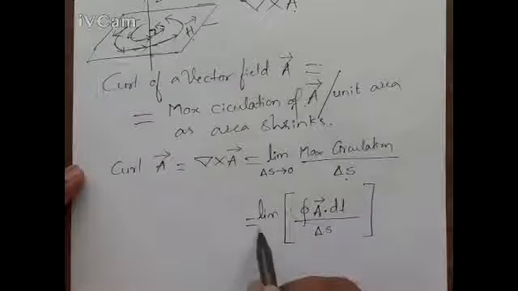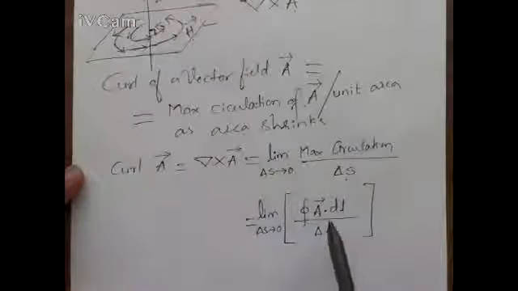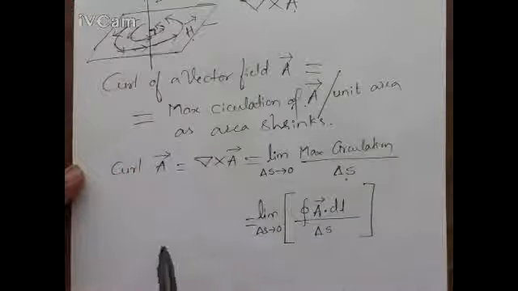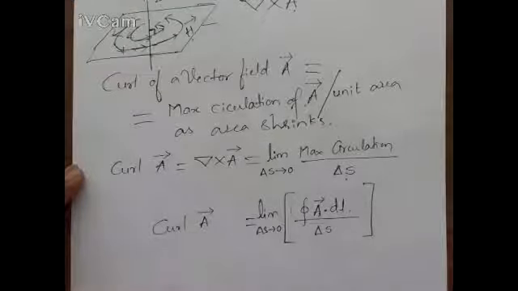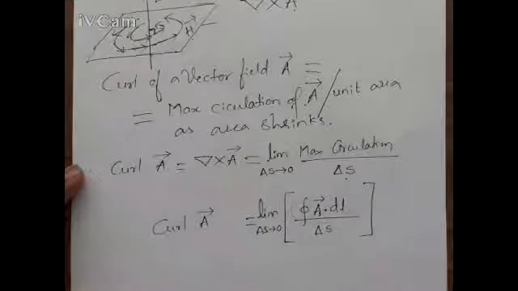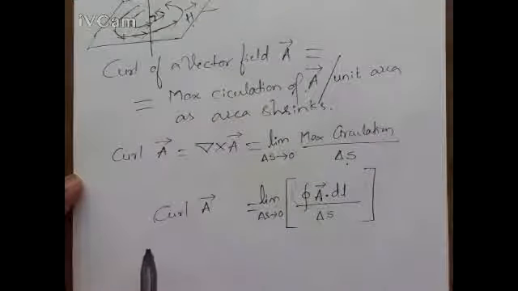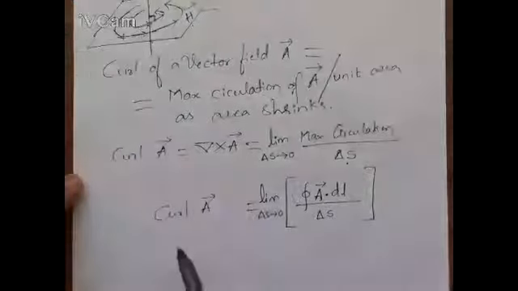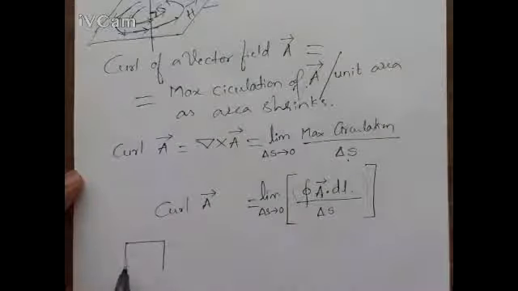The same thing I have written in the form of limits. So this maximum circulation I have written like this, and this is nothing but the curl of vector A. This is the curl of a vector A. Fine, so you can take it like this. This is the three-dimensional diagram, or you can take the circulation in the form of this path also.